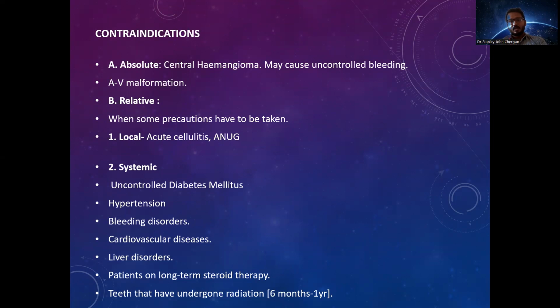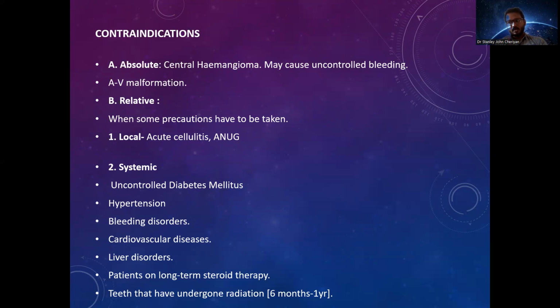Relative contraindications can be local and systemic. Local include acute cellulitis or acute necrotizing ulcerative gingivitis. Systemic include uncontrolled diabetes mellitus, hypertension, and bleeding disorders. If he has any cardiovascular diseases and is taking any antiplatelets, these need to be stopped. If he has any liver disorders, his drugs need to be modified accordingly.